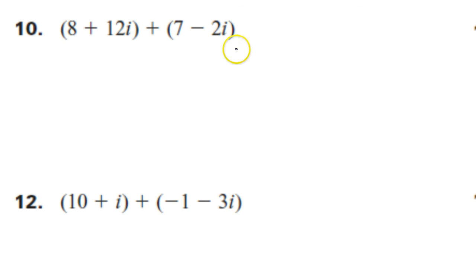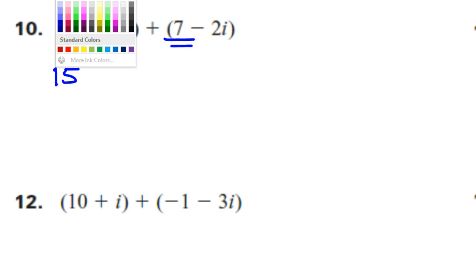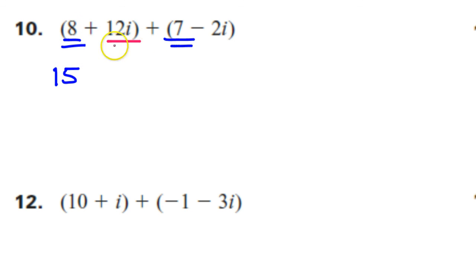So again, we are just combining like terms here. So we're going to put the 8 and the 7 together, and that makes 15. And then we're going to put the 12i and the negative 2i together, and that's going to make 10i.